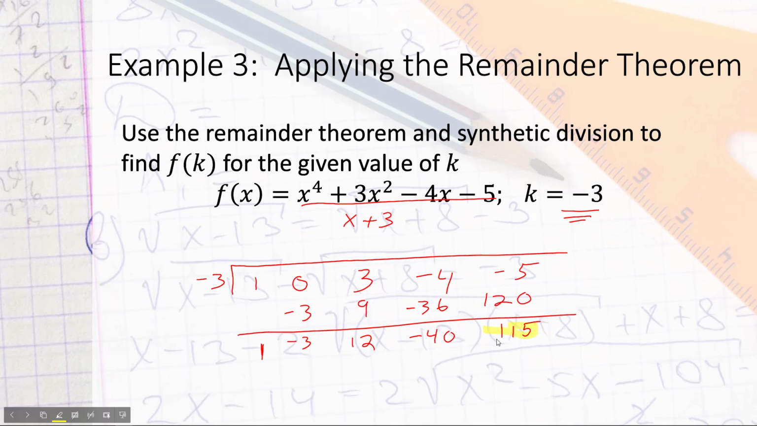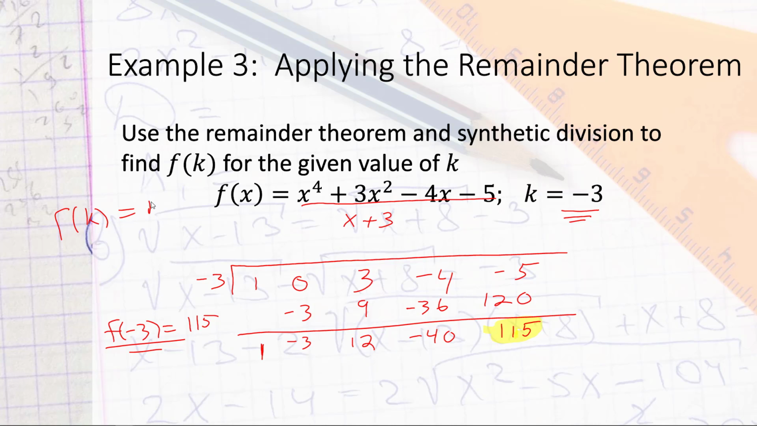And this is our remainder. Remember, this is the remainder. So it turns out in this particular case that if you evaluated f at negative 3, your answer will be 115. Don't believe me? Go ahead, knock out your calculator and see what you get.